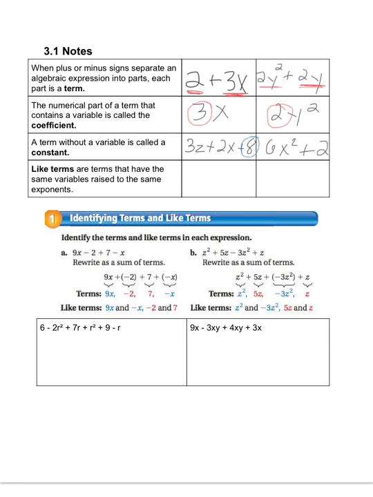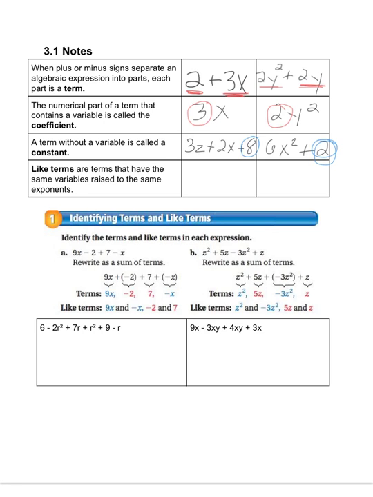Try the next one on your own. Circle the constant. Okay, if we look, we see that we have the term 6x squared and the term 2. 6x squared contains the variable x. 2 does not contain a variable, so that would be our constant.